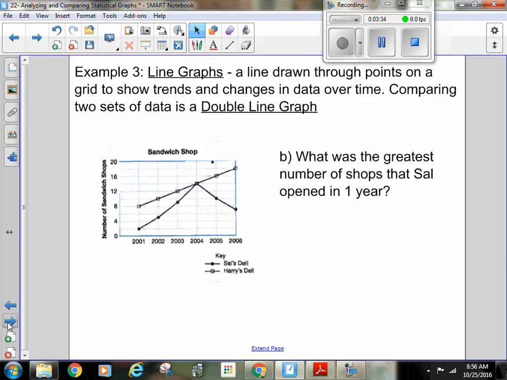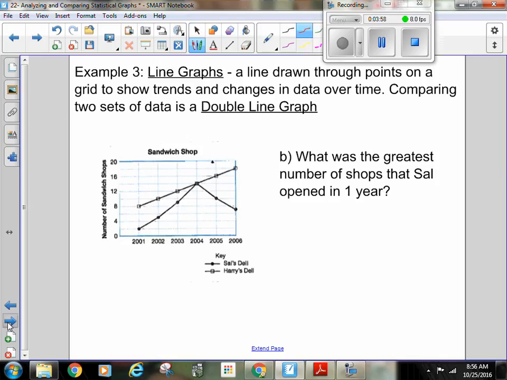All right, number 3. Line graphs. A line drawn through points on a grid to show trends and changes in data over time. If we compare 2 of them, it's a double line graph. So here, now we see the same exact data that we saw in line example 1, except we are looking at it as a double line graph. Okay, so what was the greatest number of shops that Sal opened in 1 year?